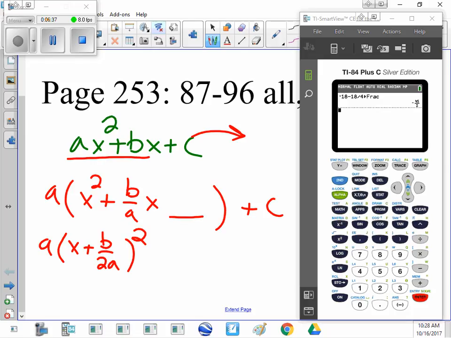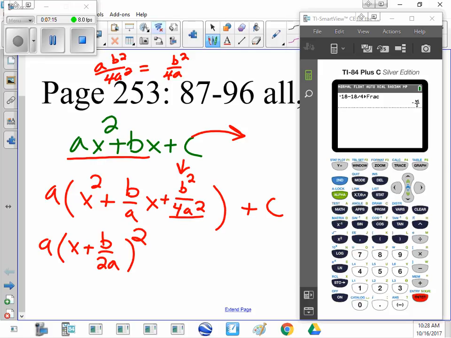And it just wants, okay, it wants both of them. So what goes here? B squared over 4a squared. So b squared over 4a squared. Now, it's not really b squared over 4a squared. Correction, it's a times b squared over 4a squared. So a b squared over 4a squared is really just b squared over 4a.